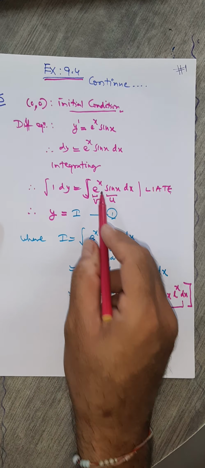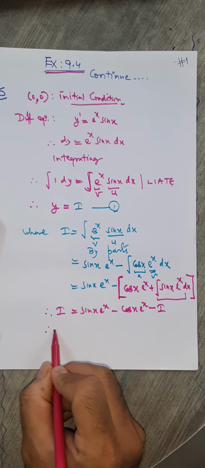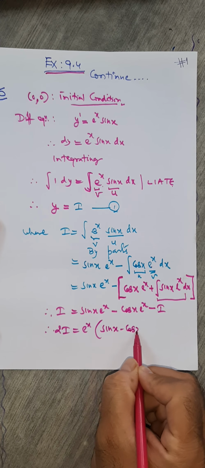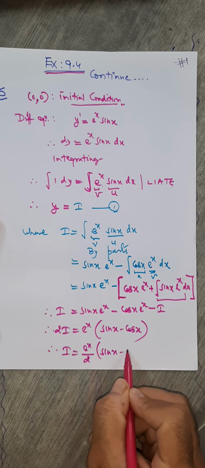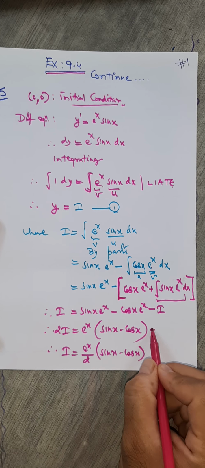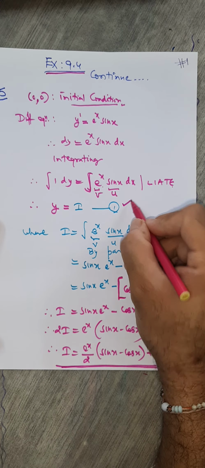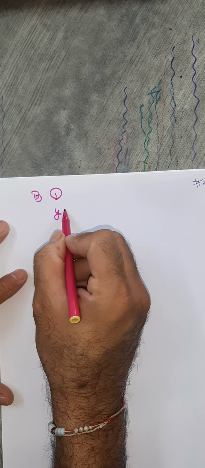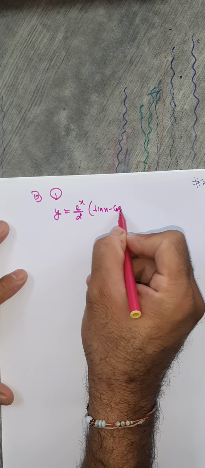Now what is this? This is nothing but I. Left hand side was also I. Take I on this side. So 2I equals, take e raised to x common, sine x minus cos x, and therefore I equals e raised to x by 2 into sine x minus cos x. Of course at the end plus c. You can write c by 2 also, that's not important. Now put this value in equation number 1. So y equals e raised to x by 2 into sine x minus cos x plus c.